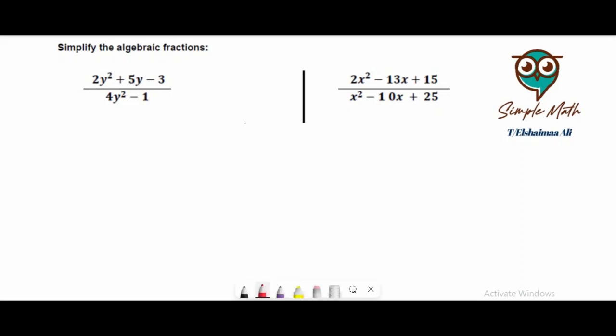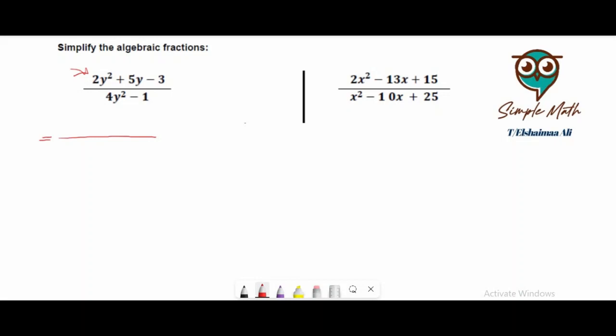To simplify that fraction, we need to factorize the expression in the numerator up. You can see here that we have 2y squared plus 5y minus 3. This is a quadratic expression, and I told you in the previous video how to factorize the quadratic expression. I'm going to put the link of it down in the description if you want to get back to it. Okay, so I'll tell you how to do it quickly.